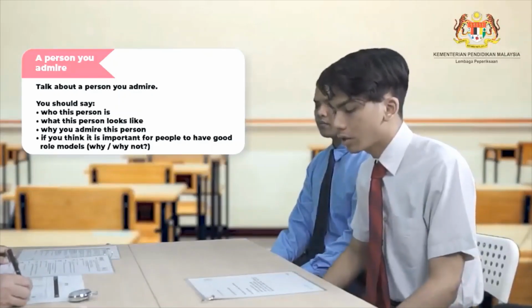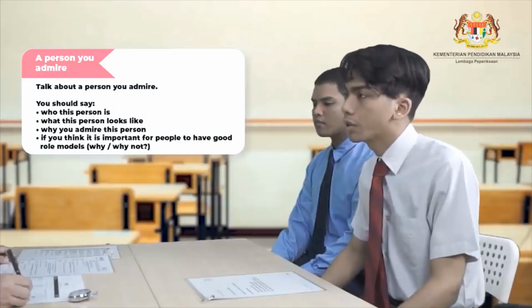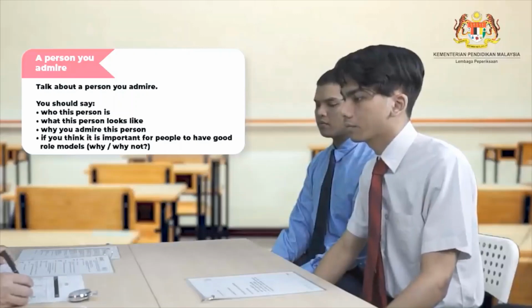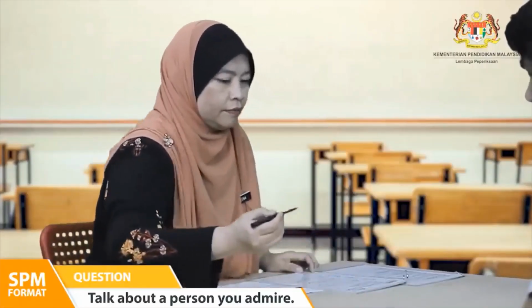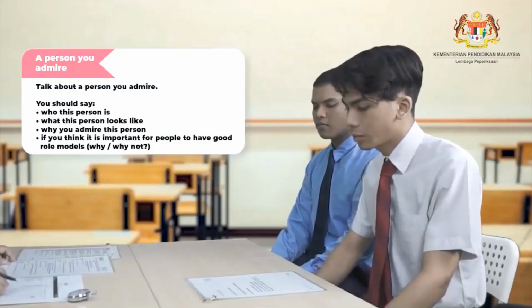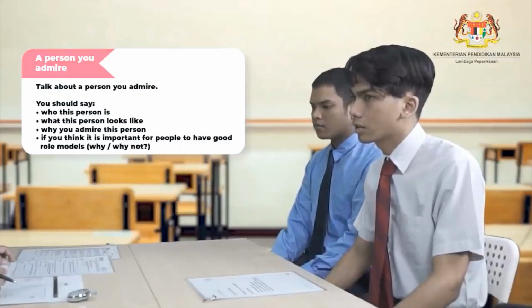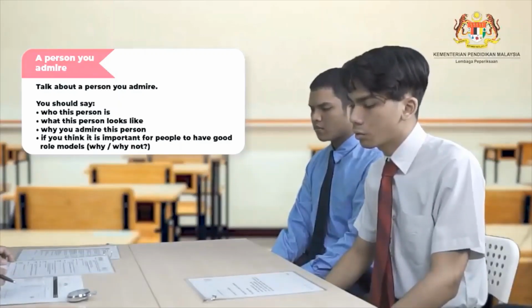I admire her because she is a very hardworking woman. What can you say about this point? I think it is important for people to have good role models because they can motivate you. Good role models can make you better. Thank you. Nabil, who do you admire? I admire Lee Chong Wei. Why? He good badminton. He winning many competition. Thank you. Khalis, can I have the booklet, please?